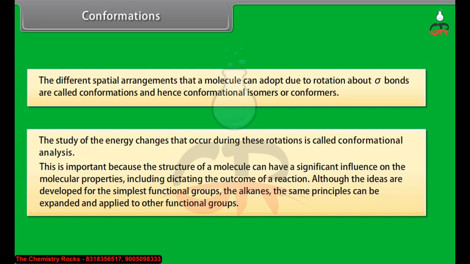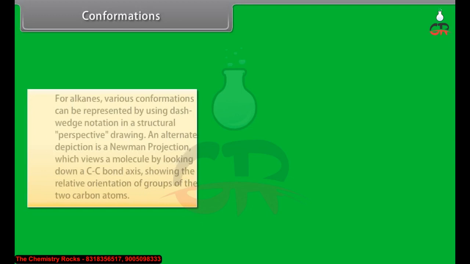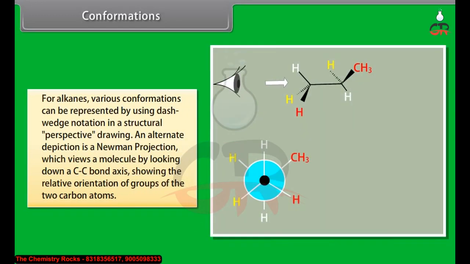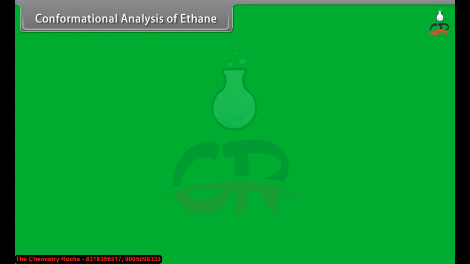Although the ideas are developed for the simplest functional groups, the alkanes, the same principle can be expanded and applied to other functional groups. For alkanes, various conformations can be represented by using dash wedge notation in a structural perspective drawing. An alternate depiction is a Newman projection, which views a molecule by looking down the C-C bond axis, showing the relative orientation of groups of the two carbon atoms. Conformational analysis of ethane.